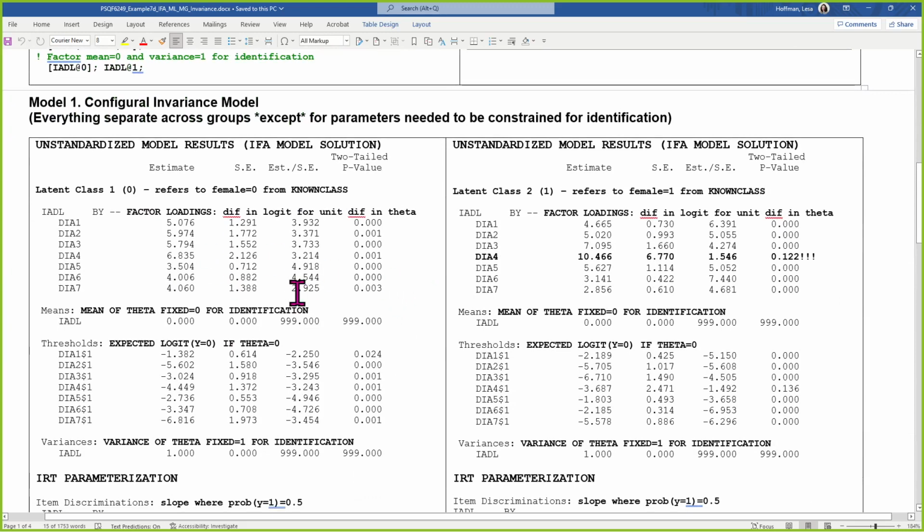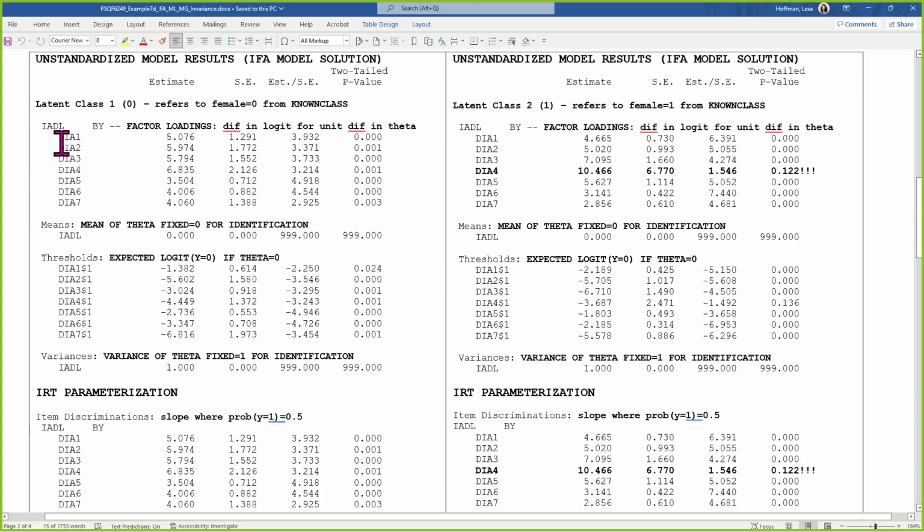I have a configural solution here where I have latent class 1 with a 0 in parenthesis. What that means is that it's referring to female equals 0 from the known class option. Latent class 2 is referring to female equals 1. So men are the reference, women are the alternative.